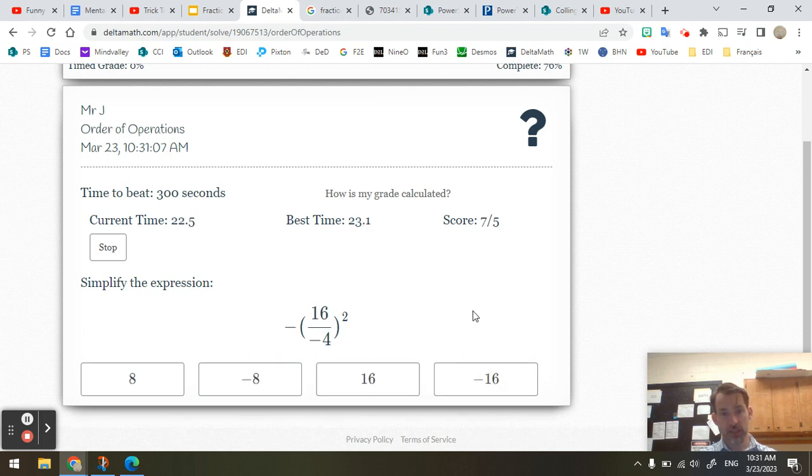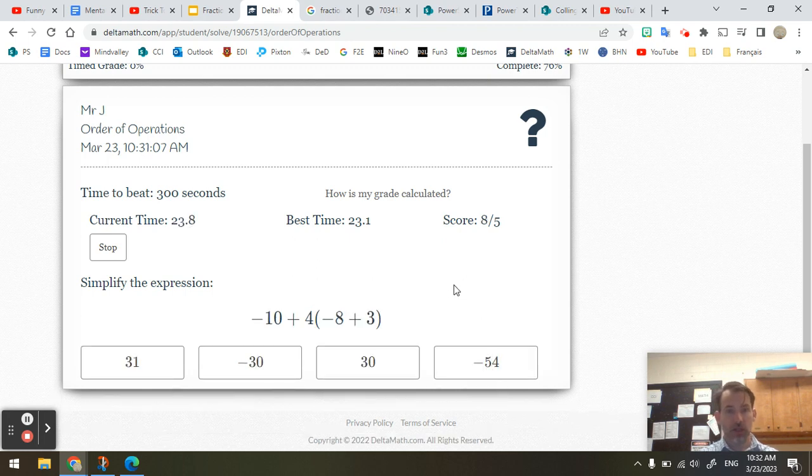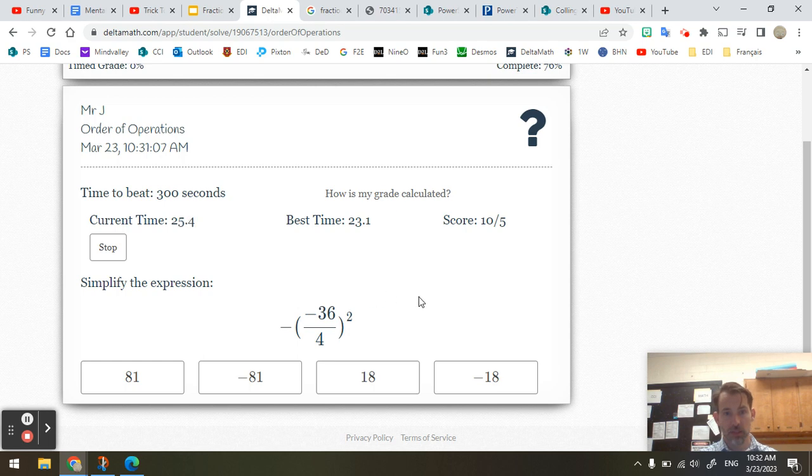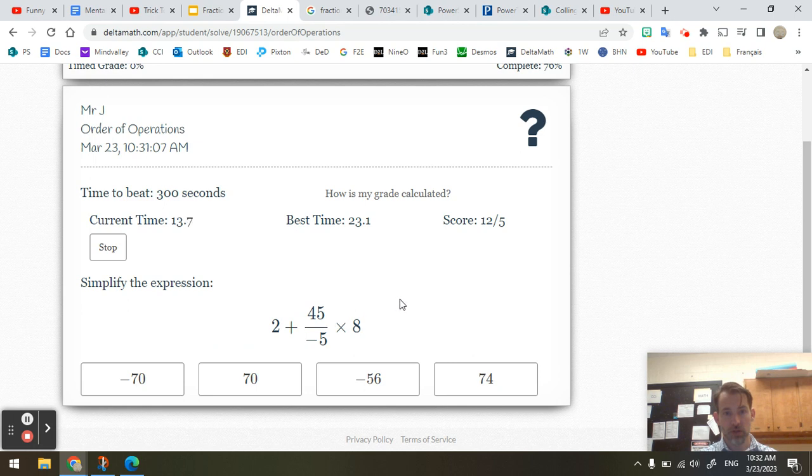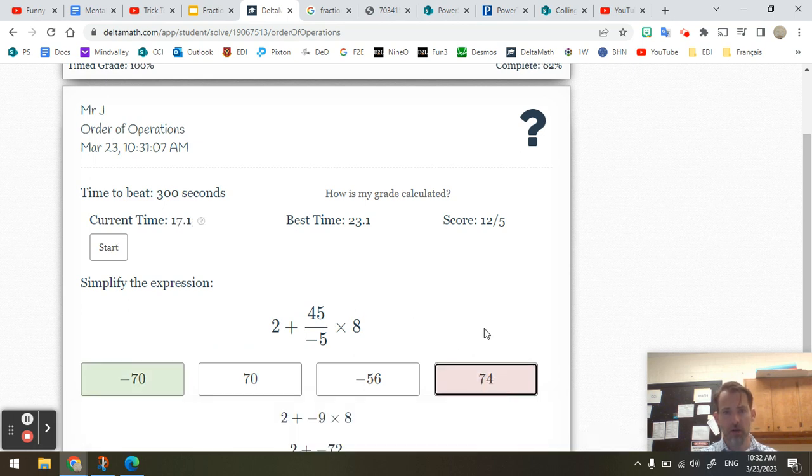4 squared, which is 16, because, well, it's negative 4. 16 over minus 4 is negative 4. Okay. Square that, it's 16. But then it's negative, so negative. All right, here, just going to keep going. Negative 30. This one is negative 23. This one is negative 81. This one's 74. Yeah. No, it's negative 70.